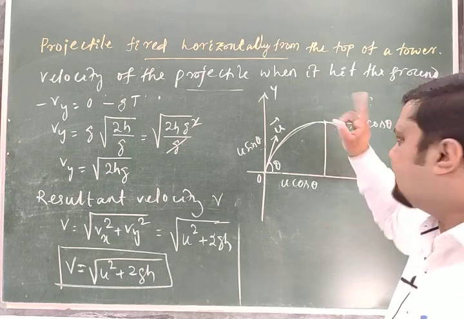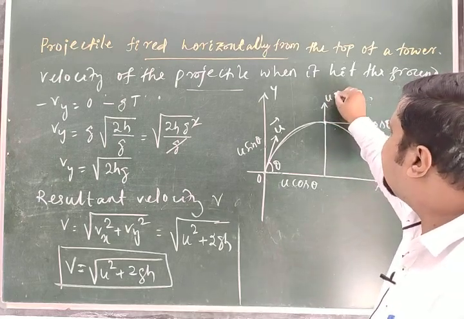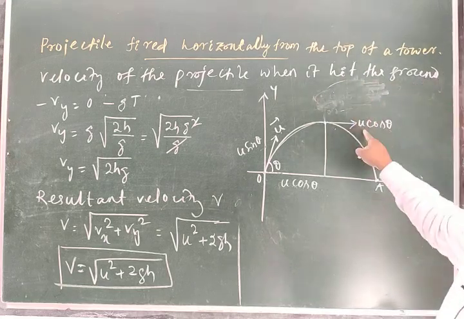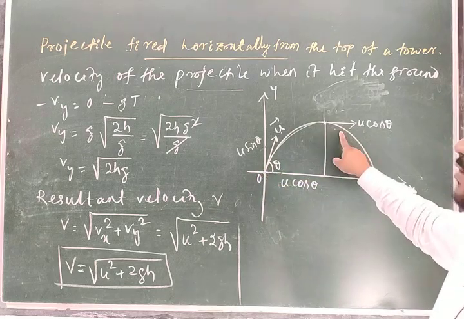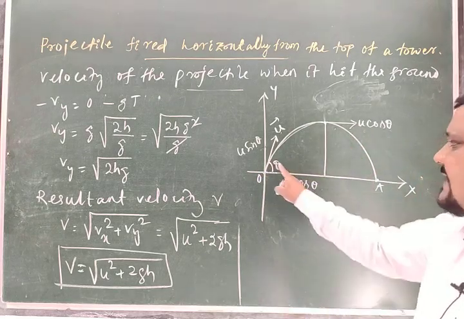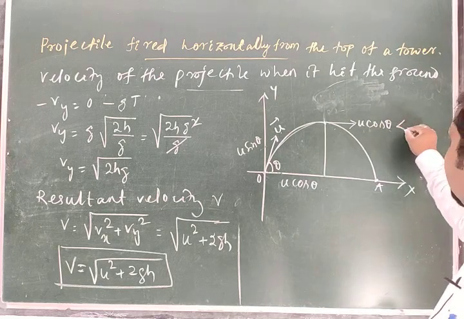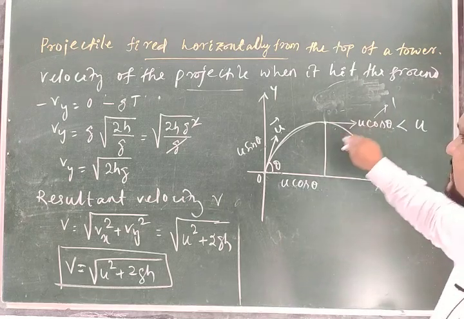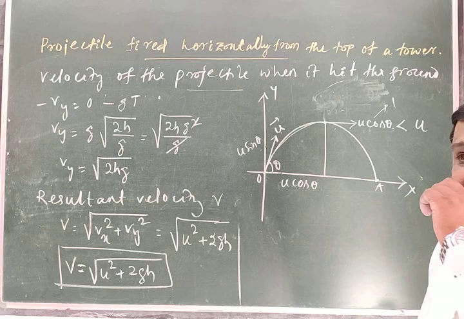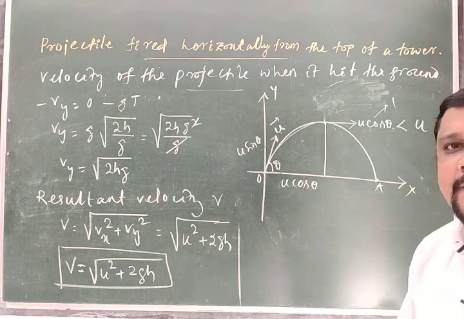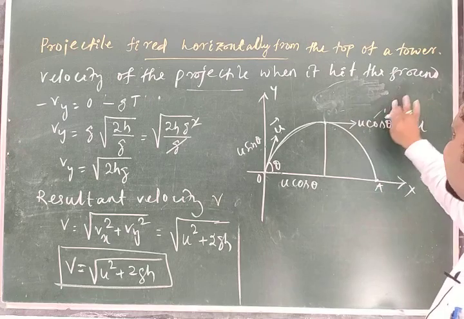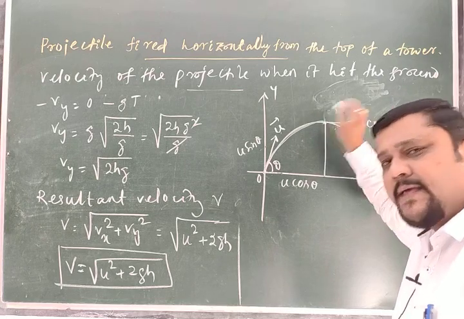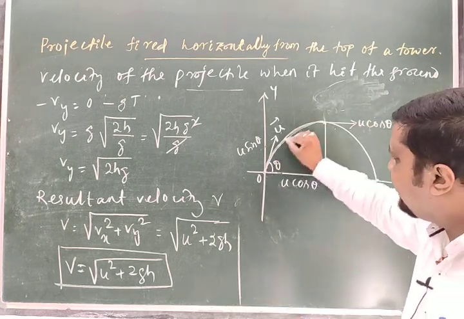At this point, what is the vertical component? This u sin theta is equal to 0, it is not there. So its velocity here is u cos theta, and always remember that for theta less than 90, cos theta is less than 1, since the maximum value is 1. So this value is always less than u. It has velocity u, it goes to the maximum height, and at this maximum height the velocity decreases like that.